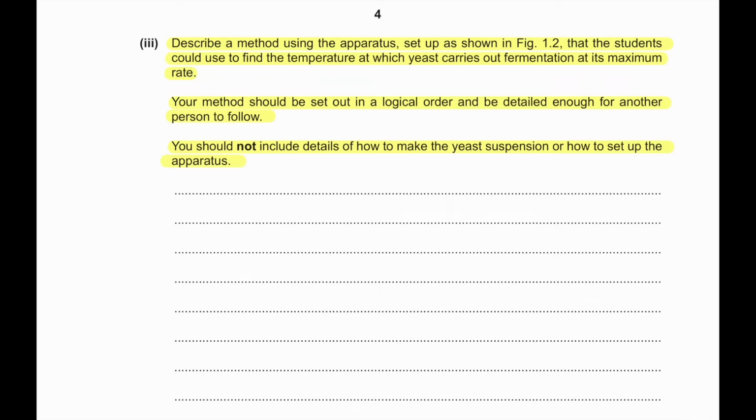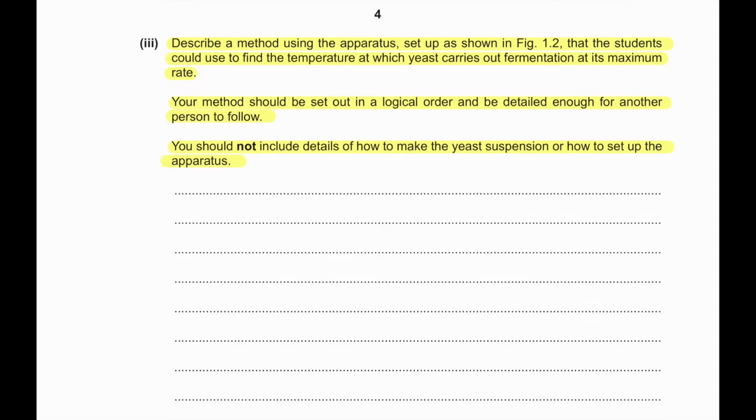And we can also use it as a reference point for comparison. For each temperature, at least 3 replicates of that same experiment should be done so that we can calculate the average of the volume of gas collected, all right.